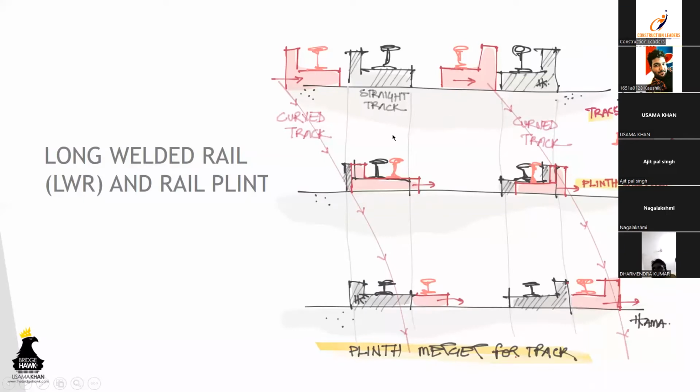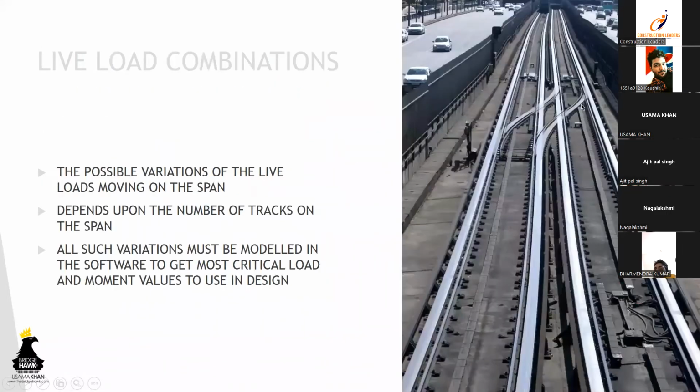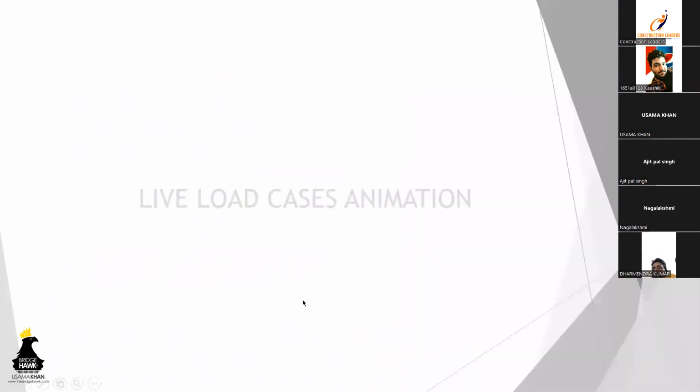So this is the long welded rail. Long welded rail is basically the railway. Now for example, say you have a case wherein this is track 1 and this is track 2. But over here you've got a merging track. So the concrete plinth which is going has to merge into a second track. So how will you take the SIDL load case?